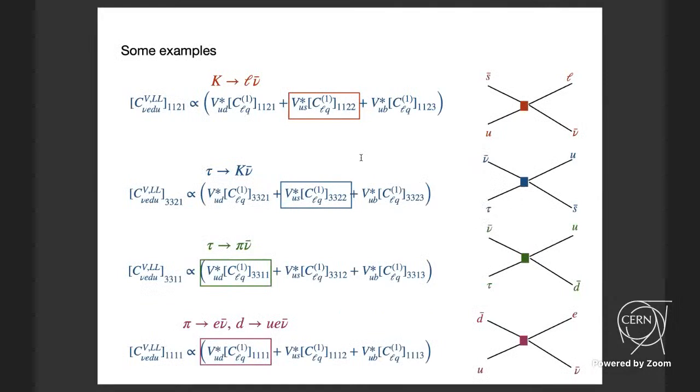And these are some examples. For example, LQ1 1122 can contribute to K to pi l nu bar. Similarly, these are other examples, but the mechanism is the same. LQ1 mixes with LQ3. LQ3 gives a tree-level contribution to the charged decays, and hence LQ1 gives a one-loop contribution to the charged decays.